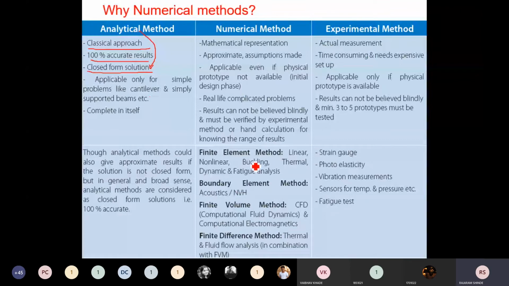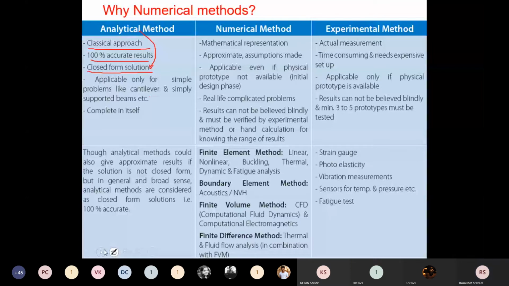Any doubt in the analytical method? Can you accept these things? Yes or no? Yes? Reply to me. Ketan Sanap? Sir. Okay. Next, I will go to the experimental method. Then I will come to the numerical method.